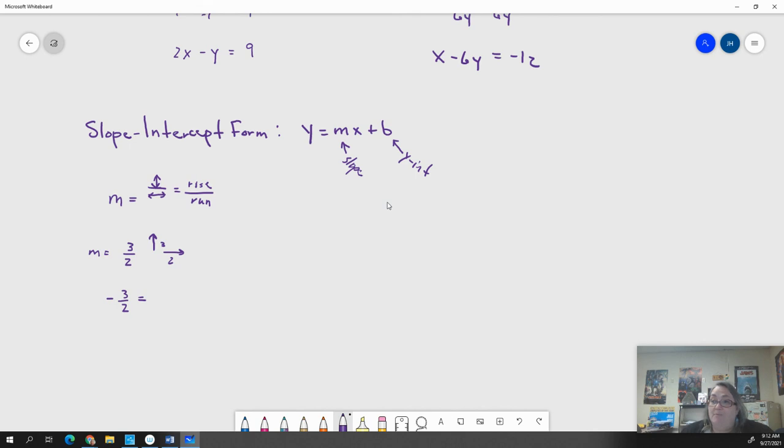One of them has to go up, one of them has to go down. It doesn't matter where I apply this negative, whether I apply it to the numerator or denominator, as long as I only apply it to one or the other, right? So I could say that this one is going to go down 3 units and then positive 2 units, or I can say it's going to go up 3 units and this way 2 units. Does that make sense?